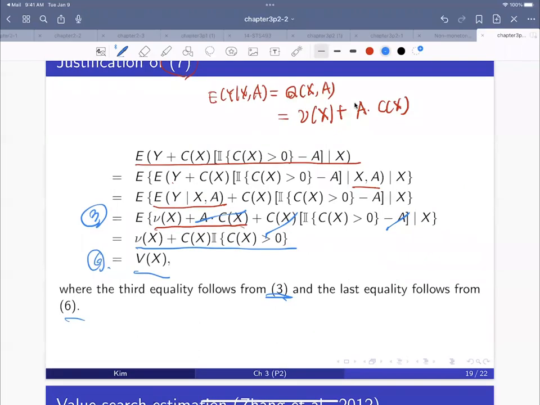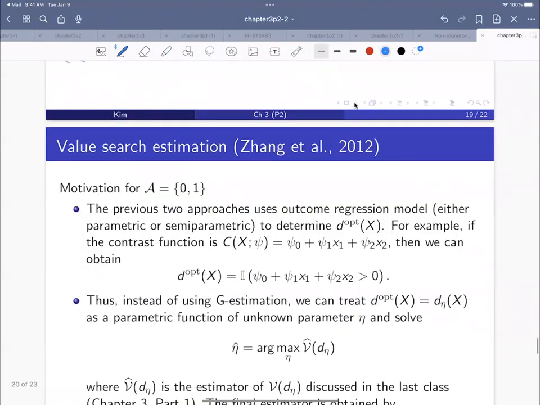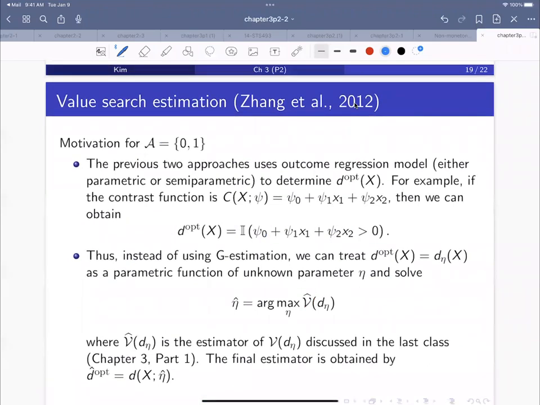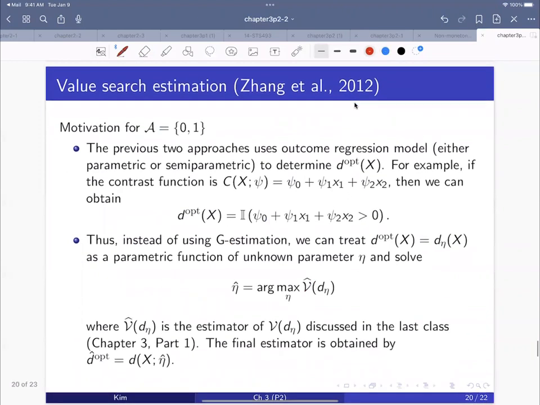Now we have one more thing to study, which is called value search estimation. This was proposed by the group at NCSU, and the textbook is written by the NCSU group. So that's probably why they included this topic. Well, that's interesting actually.